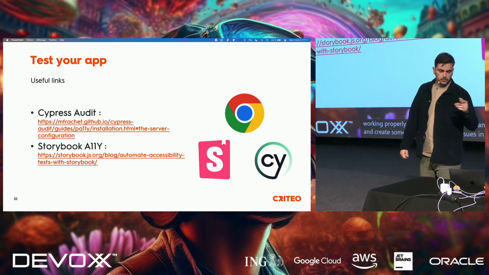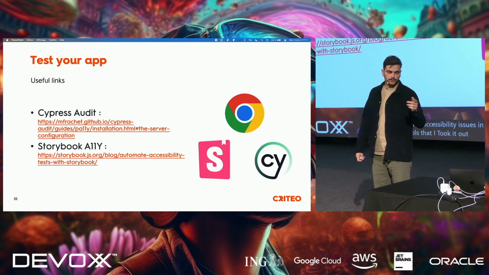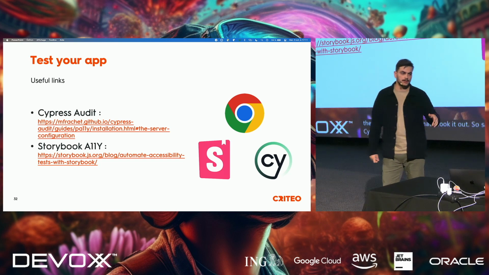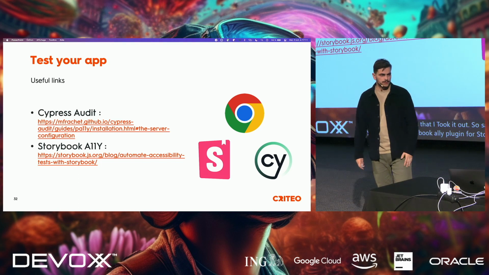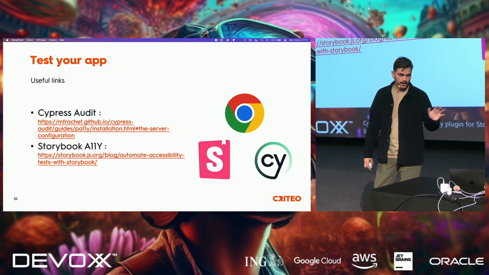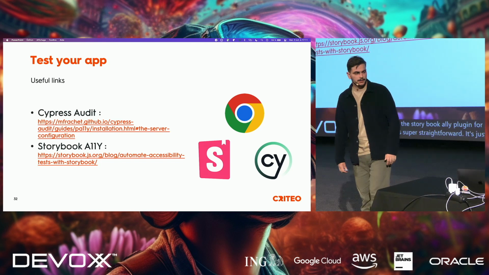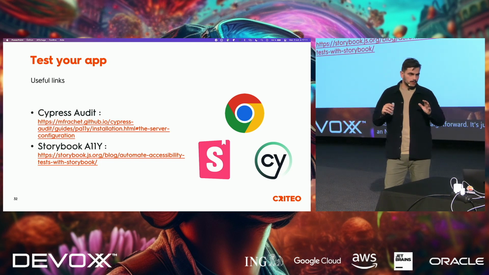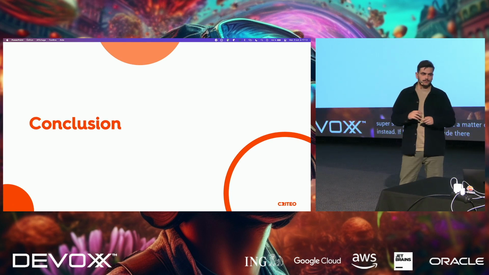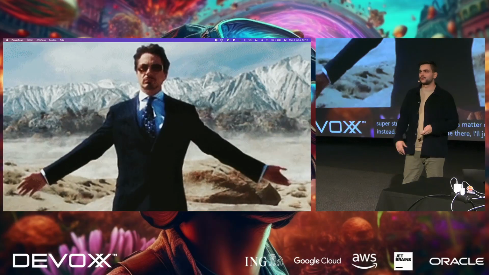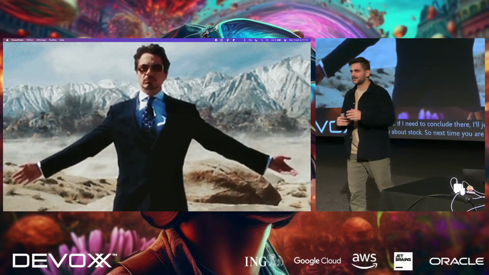This is the link to the two tools that I talked about. So Cypress Audit for Cypress and the Storybook Lighthouse plugin for Storybook. All of these are super straightforward to install. It's just a matter of doing an npm install. If I need to conclude, I will just ask you to remember STARK. So next time you are thinking about accessibility, remember it.